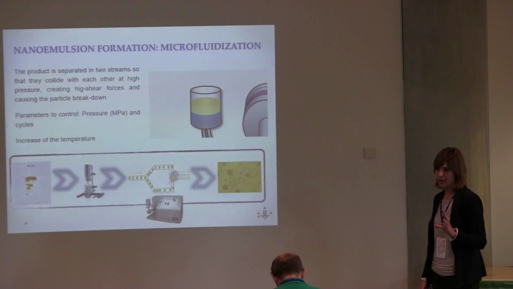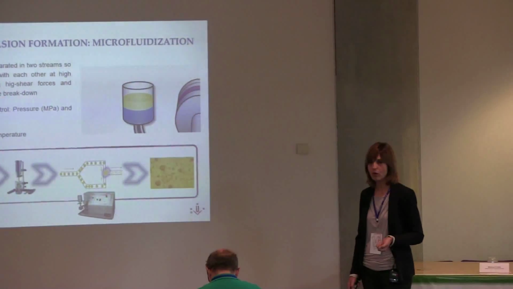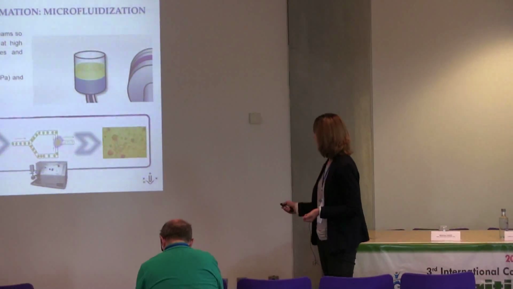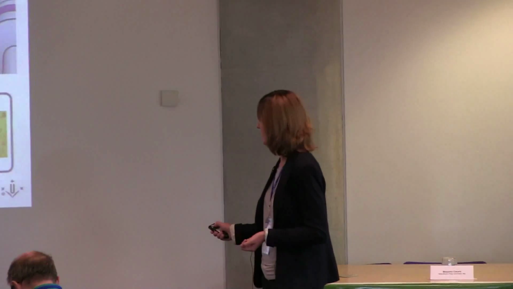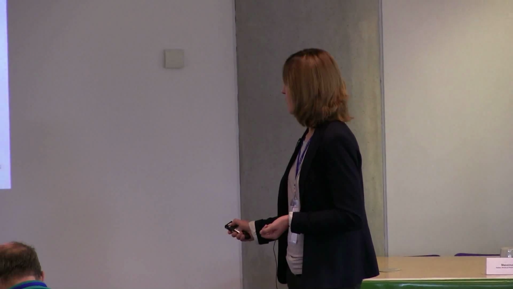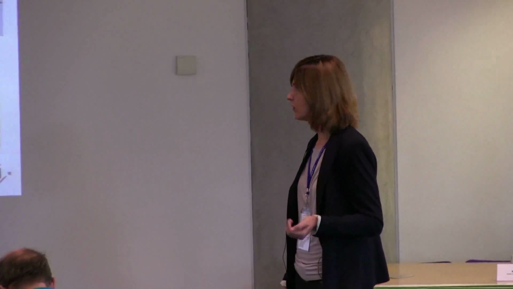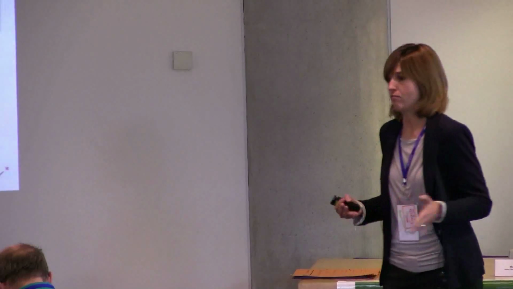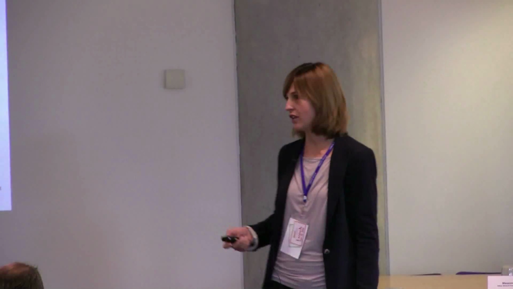One method to prepare these nanoemulsions is microfluidization. The product is separated in 2 streams in the equipment you have here, so that they collide with each other at high pressure, creating high shear forces and causing the breakdown of the particles. Parameters we can control are the pressure and also the recirculation cycles. In some equipment you can control the temperature also.